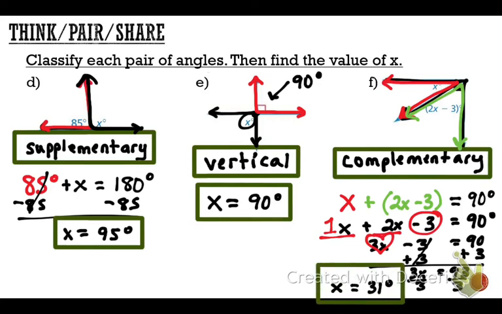And once again, if you wanted to, you could plug this in up here. That x would then be 31 degrees. And if we then plugged in right here, 2 times 31 is 62. 62 minus 3 would be 59. So if you were to add 31 degrees and 59 degrees, what do you get? You get 90 degrees, which is what we were looking for.